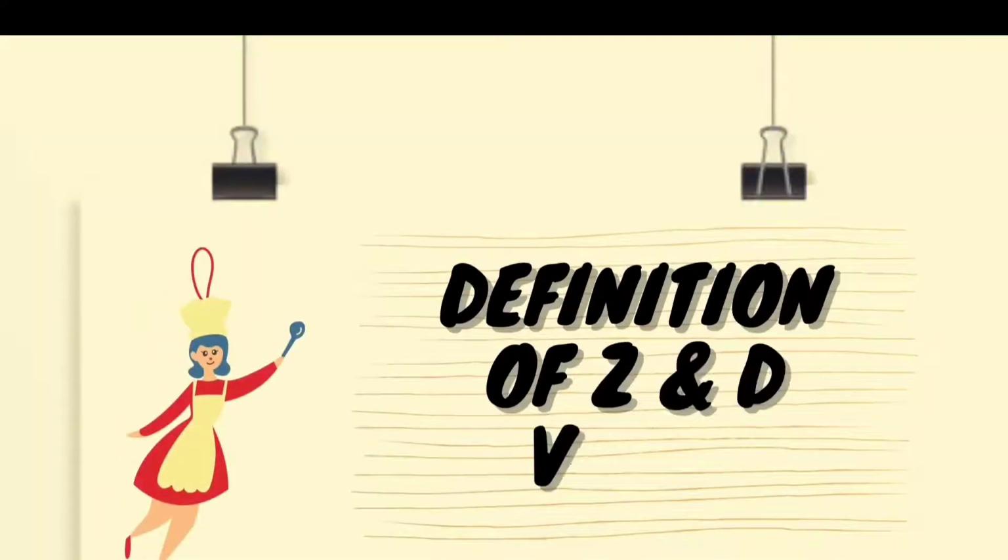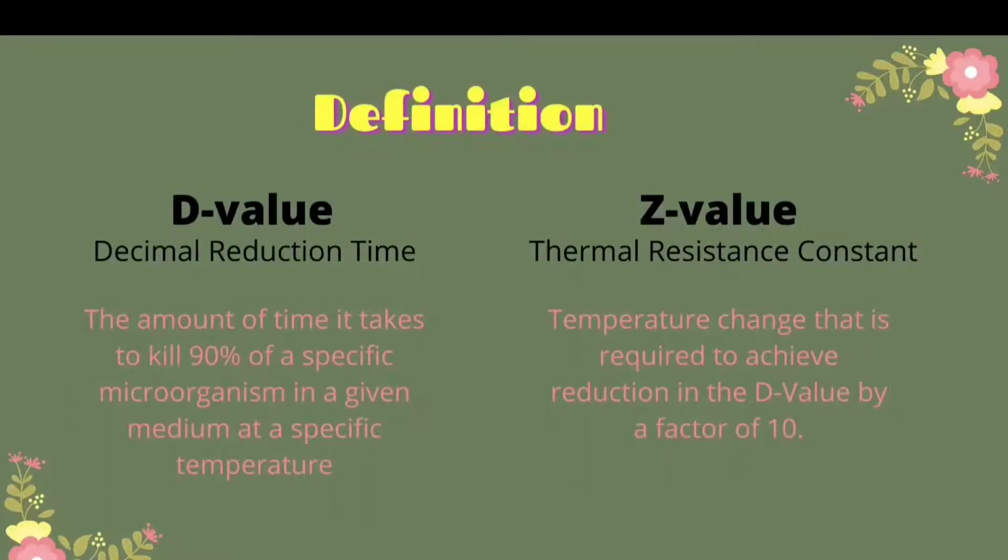Definition of Z and D value. D value is the amount of time taken to kill 90% of specific microorganisms in a given medium at a specific temperature. That means, from the D value, we can easily calculate the processing time required to achieve sterilization.